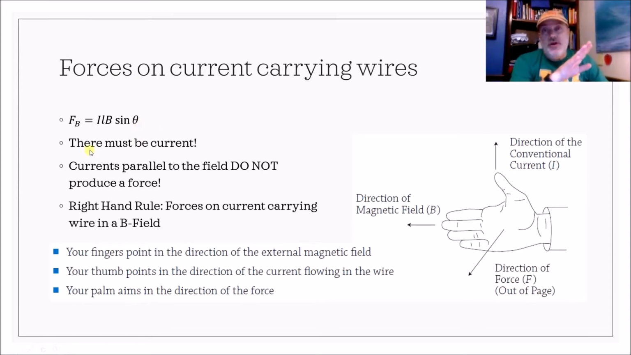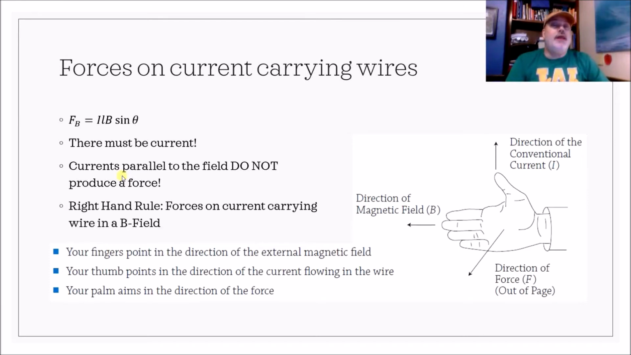Now, there must be current. So if I have a wire that's just sitting in a magnetic field and there's no current in it, no force. Currents that are parallel to the magnetic field will not produce a force, just like a charge moving parallel to the field will not produce a force.